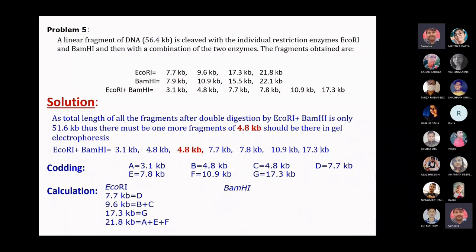So if you calculate the fragments for the first one, it will be quite easy. But if you calculate the other one, there are two possibilities. For 7.9, it may be A plus B or it may be A plus C. So both are 4.8.